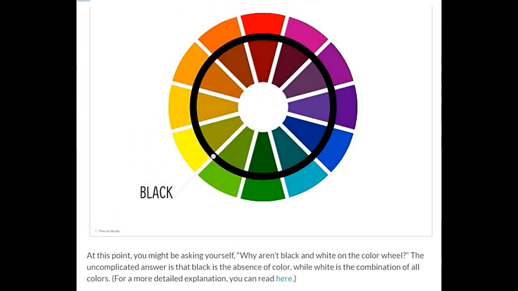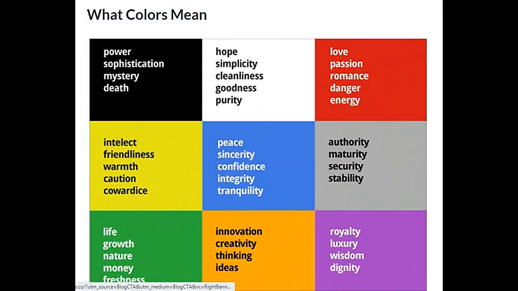And if you add a little amount of black to the original color, at this point you might be asking yourself, why aren't black and white on the color wheel? The uncomplicated answer is that black is the absence of color, while white is a combination of all colors in the color spectrum.